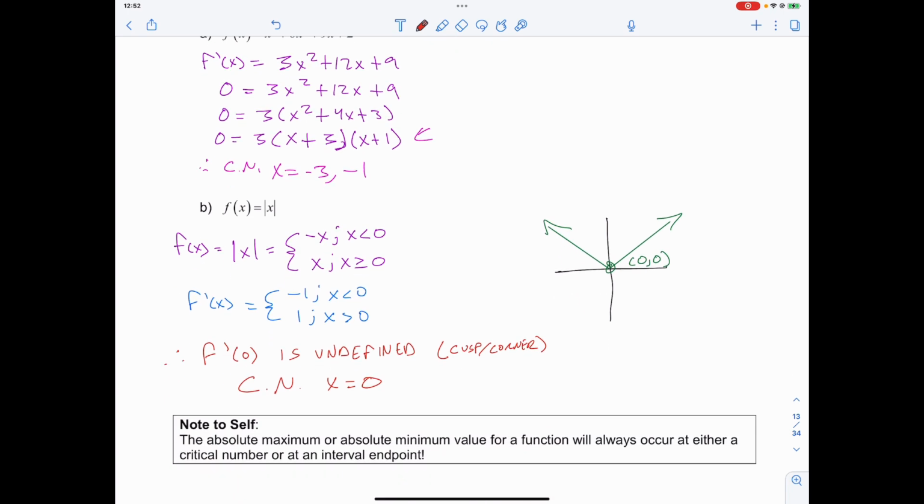Note to self, the absolute maximum or absolute minimum value for a function will always occur at either a critical number or at an interval endpoint.